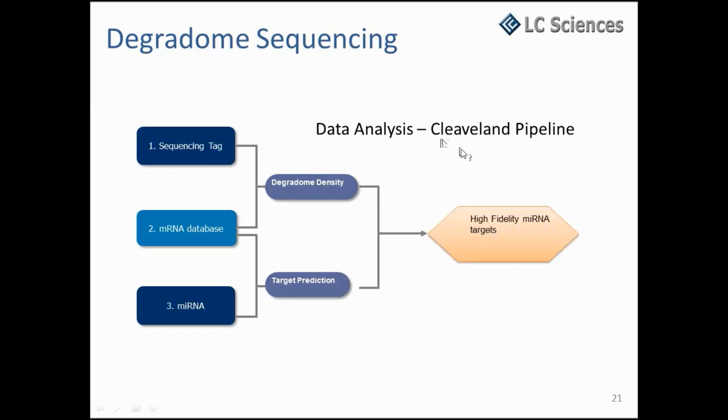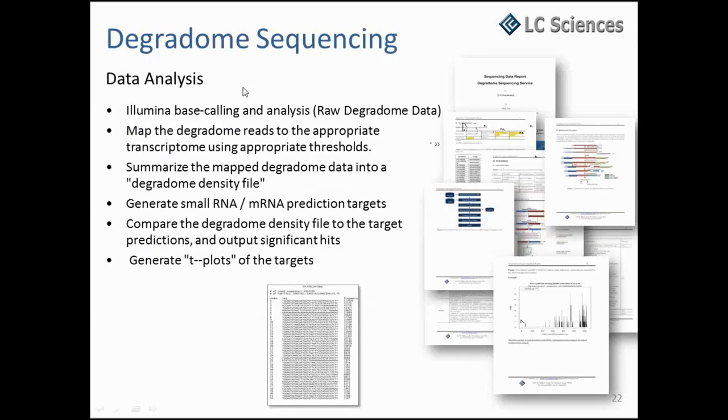And as I mentioned, we use the CleaveLand pipeline to do the data analysis. At the same time, we also developed our in-house scripts to link all these data analysis tools together and give a clear report for our customers. For example, we analyze the sequencing reads from the Illumina base calling, and then map the degradome reads to the RNA-seq or other messenger RNA database.